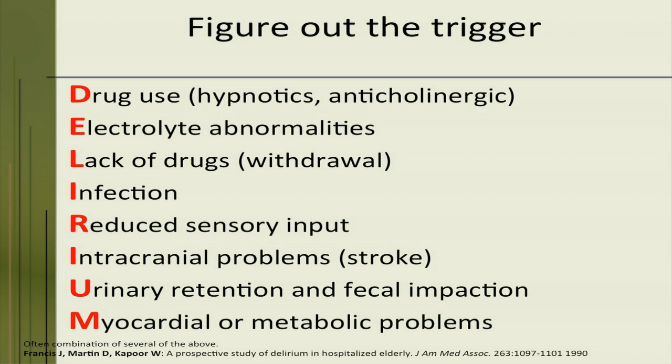I stands for infection. We always look at urinary tract infections and lower respiratory infections such as a pneumonia. R is reduced sensory input, and specifically look at visual impairment and auditory impairment in a person that may be having a delirium episode. I represents intracranial problems such as stroke. U, urinary retention and fecal impaction. And lastly, M, myocardial or metabolic problems such as a low blood sugar, high blood sugar, low thyroid problem, high thyroid problem. All of these could be triggers for delirium in your patient in the hospital.